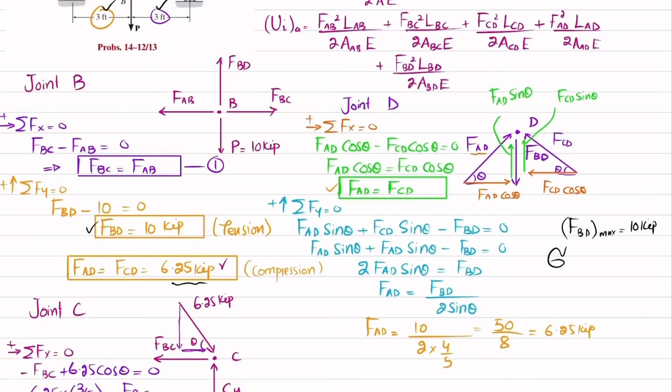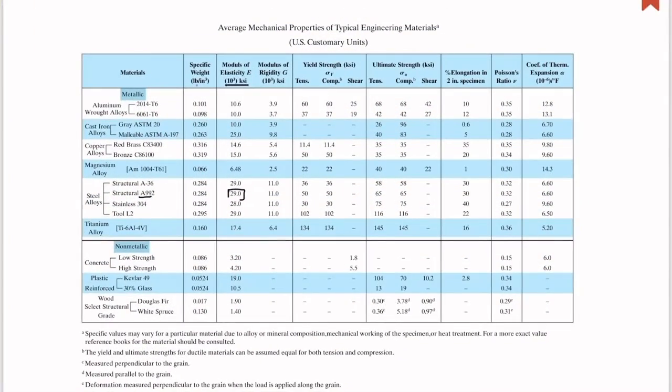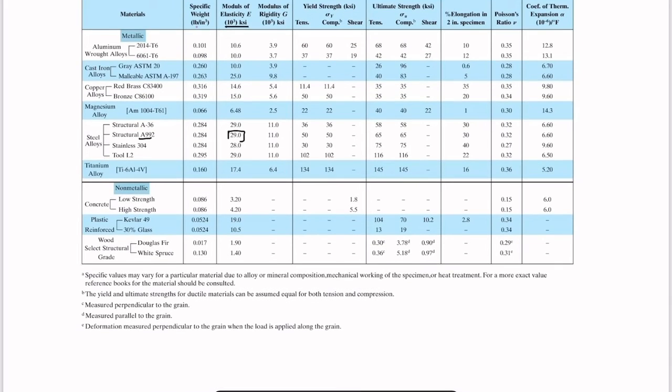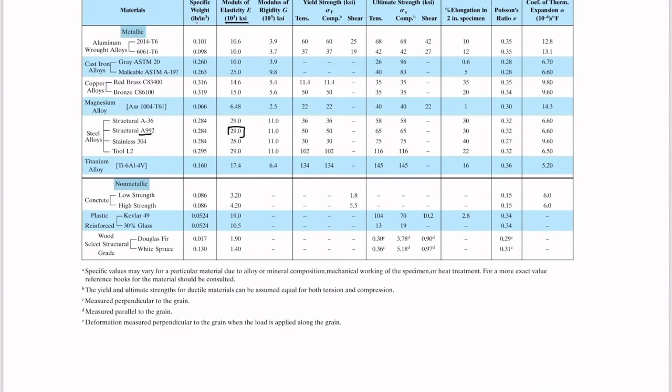So maximum stress will be equal to force per unit area. So 10 kips divided by area, which is pi inch squared. Clear? So that will give you 3.18 ksi. This maximum stress should be less than the yield strength of A992. And we will check the yield strength of A992. So we will move toward the same property table, and you can see that A992 will have a yield strength of 50 ksi.